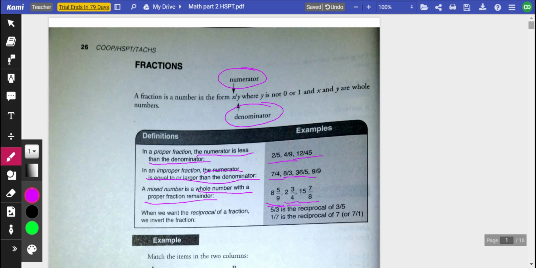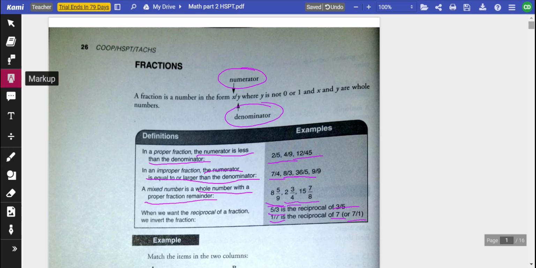When we want the reciprocal of a fraction, we always invert it. It means we flip it. I think that's what we commonly say. So 5 over 3, the reciprocal is 3 over 5. 1 over 7, the reciprocal is 7 over 1, or just 7. If it's over 1, you can just get rid of the imaginary denominator. So let's move on and cruise on through fractions.